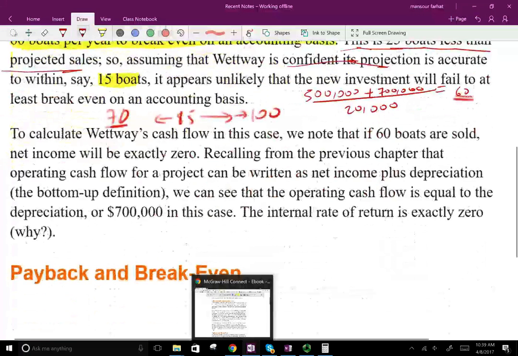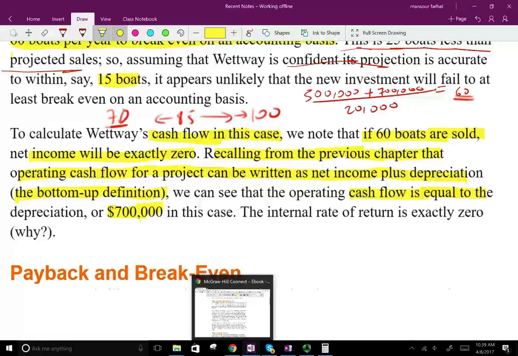Okay. To calculate the company's cash flow in this case, we note that if 60 boats are sold, net income will be exactly 0. Recalling from the previous chapter that operating cash flow for a project can be written as net income plus depreciation. This is the bottom-up definition that we looked at in the prior chapter. We can say that the operating cash flow is equal to the depreciation, or $700,000. The internal rate of return is exactly 0 because we're breaking even. We're not making any profit.